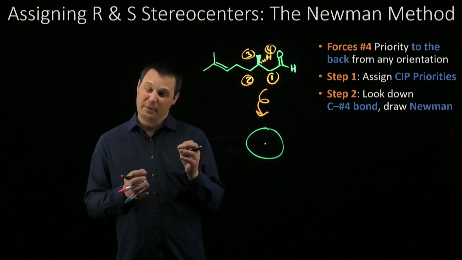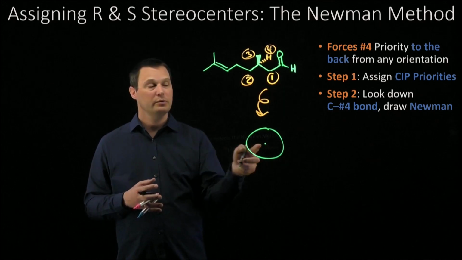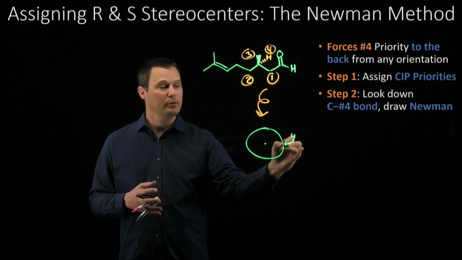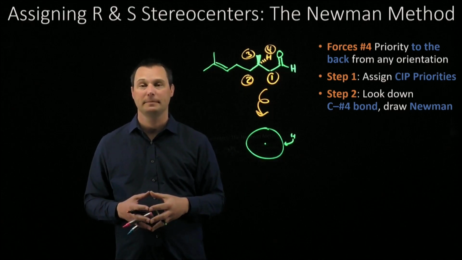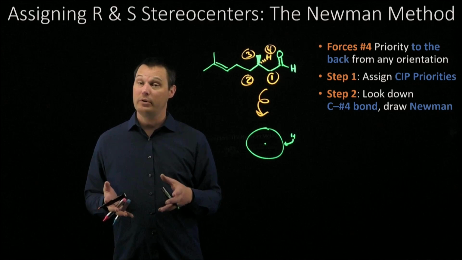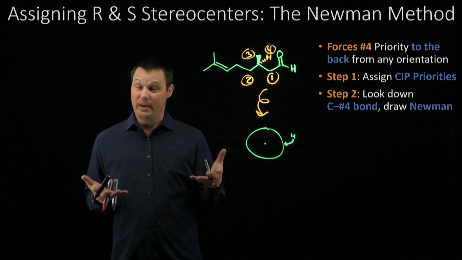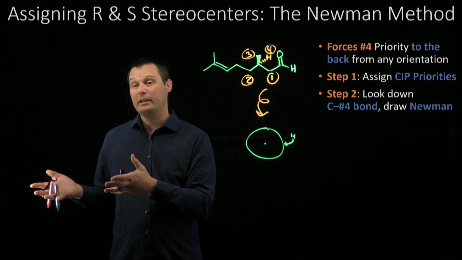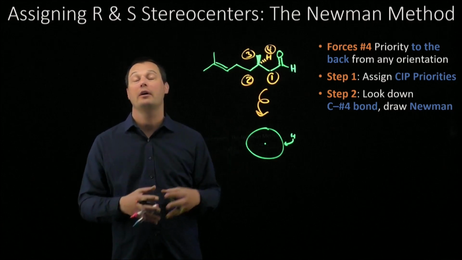But we're representing something fundamentally different here. We're used to looking down a carbon-carbon bond, but now the hydrogen, priority number 4, is in the back of this Newman projection. Is that a traditional way to draw a Newman projection? No. Will it help you get the right R and S label? Yes. A Newman projection is just a tool. We used it before to find dihedral angles. Now we can use it to label R and S stereocenters.